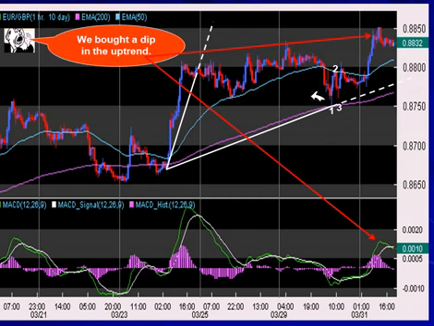We bought the dips in the uptrend and we're in the money, so we're happy campers. We profited back here and definitely back here. We got caught in this anemic price action up here, bouncing off the 50 EMA.